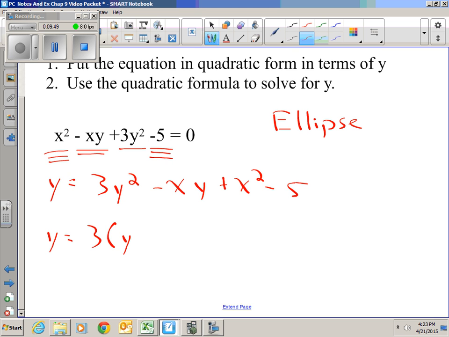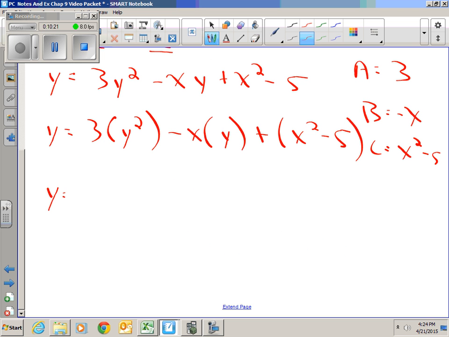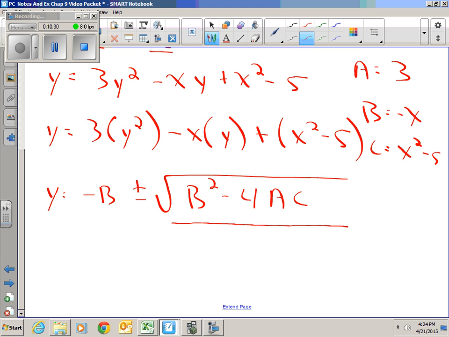3 times y squared minus x times y plus x squared minus 5. In other words, a is equal to 3, b is equal to negative x, and c is equal to x squared minus 5. I'm now going to use those terms to write this with the quadratic formula. So, y equals negative b plus or minus square root of b squared minus 4ac all over 2a.